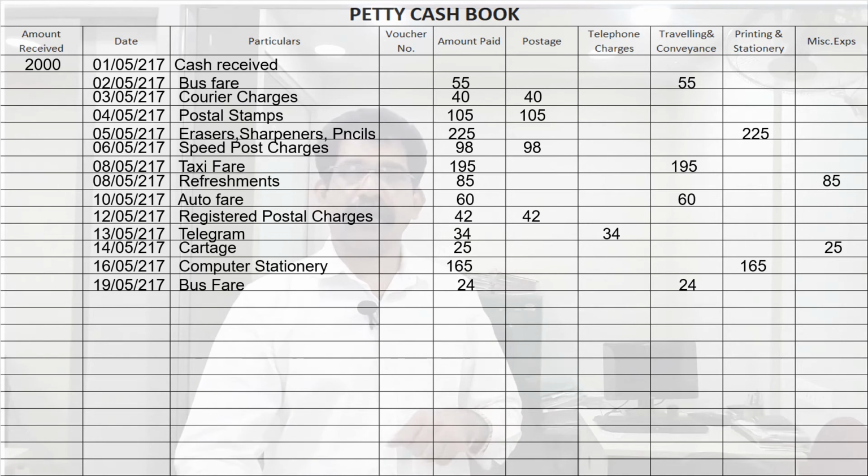On 19th, STD call charges rupees 87. This is telephone charges. So 19th May, STD call charges under telephone and telegram charges rupees 87. Take the total to the total amount column.